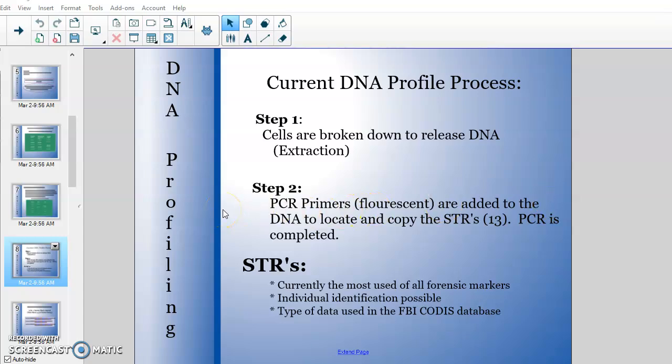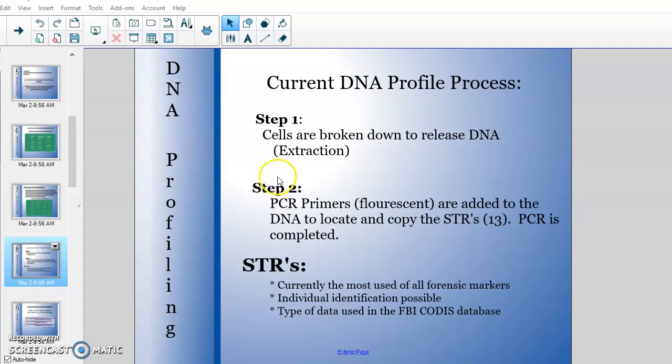All right, so we finally made it to the current DNA profiling process. We've kind of stepped our way all the way up to this by learning all the different parts, and hopefully we can pull it all together to show you that this is what the FBI currently uses in the CODIS database to run somebody's DNA for a profile and compare it.